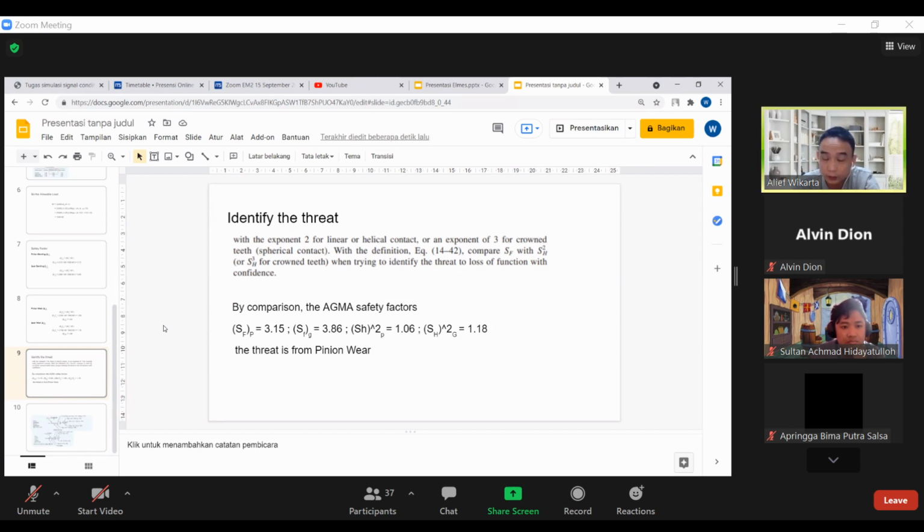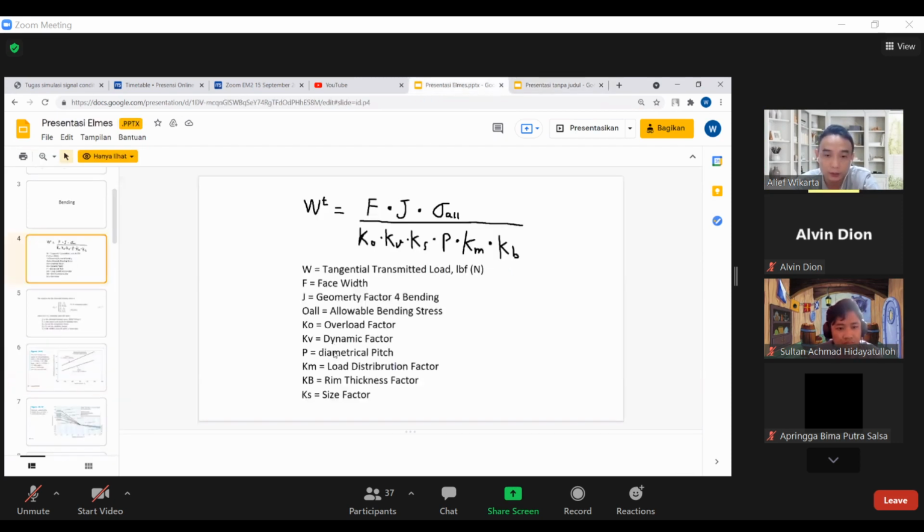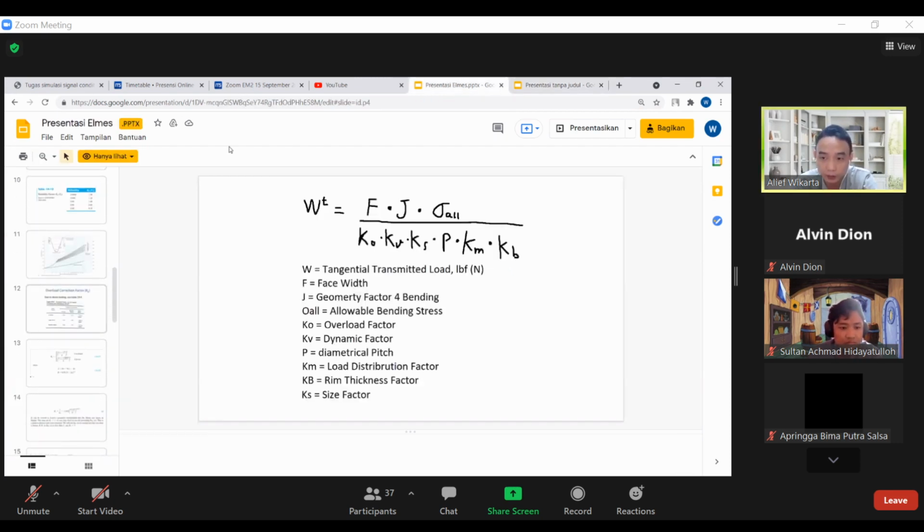Okay. So then it also matches. It also confirms the previous solutions for 14-24 when we calculated the horsepower based on the geometry and materials of spur gears.